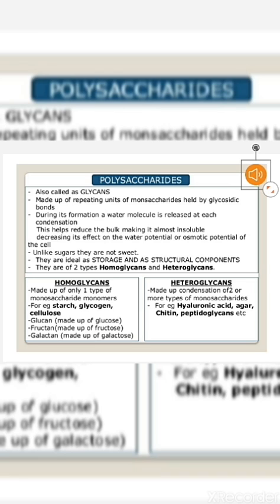Polysaccharides contain more than 10 monosaccharide units. As we know, starch and glycogen are important examples of polysaccharides. Polysaccharides are also of two types, homoglycans and heteroglycans. Homoglycans contain only one kind of monosaccharide unit, like starch, while heteroglycans contain more than one type of monosaccharide units.